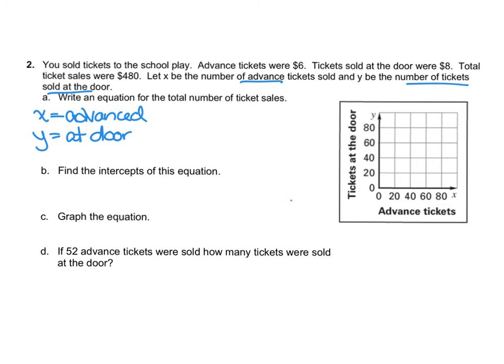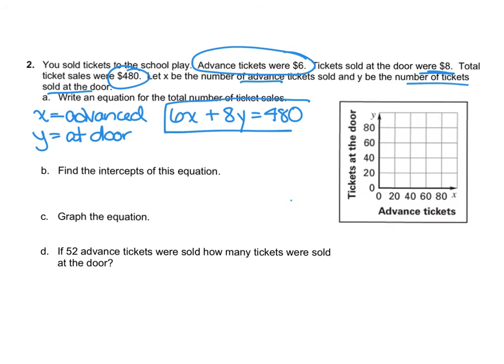All right, so now we have the advanced tickets. We have our $6 a piece, so we need to have 6x. For every one of them that's sold, you're going to pay $6. And then we have the tickets sold at the door. Well, those are $8. And then the ticket sales are a total of $480. So now we're going to find the possible combinations that we could have for this relationship.